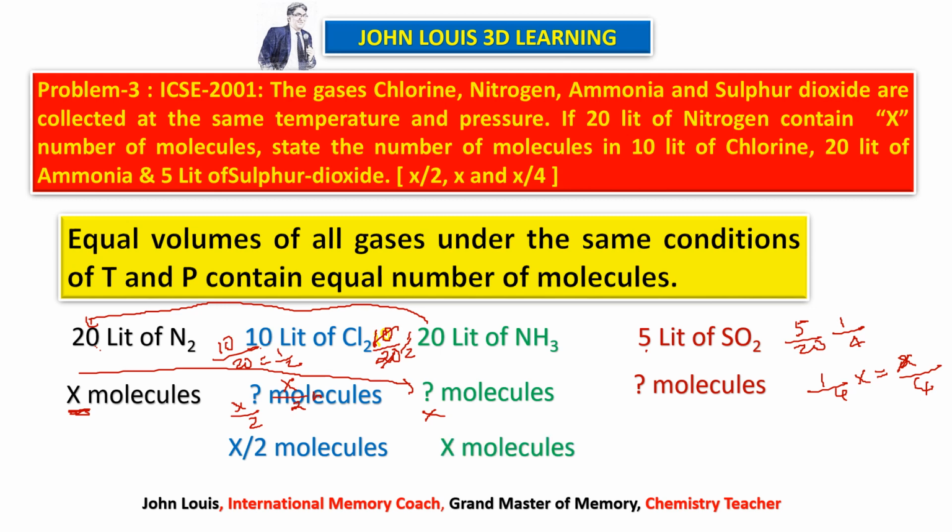Am I right? Therefore, what is the answer? 10 liters of chlorine will have X by 2 molecules, 20 liters of ammonia will have X molecules, and 5 liters of sulfur dioxide will have X by 4 molecules. Very simple problem which is given 5 marks. Very easily we can score 5 marks.